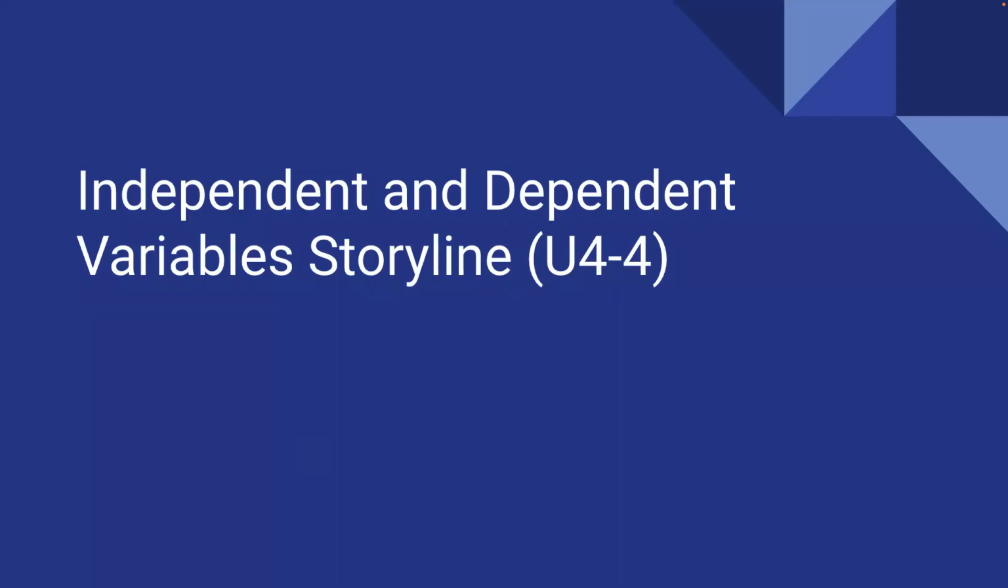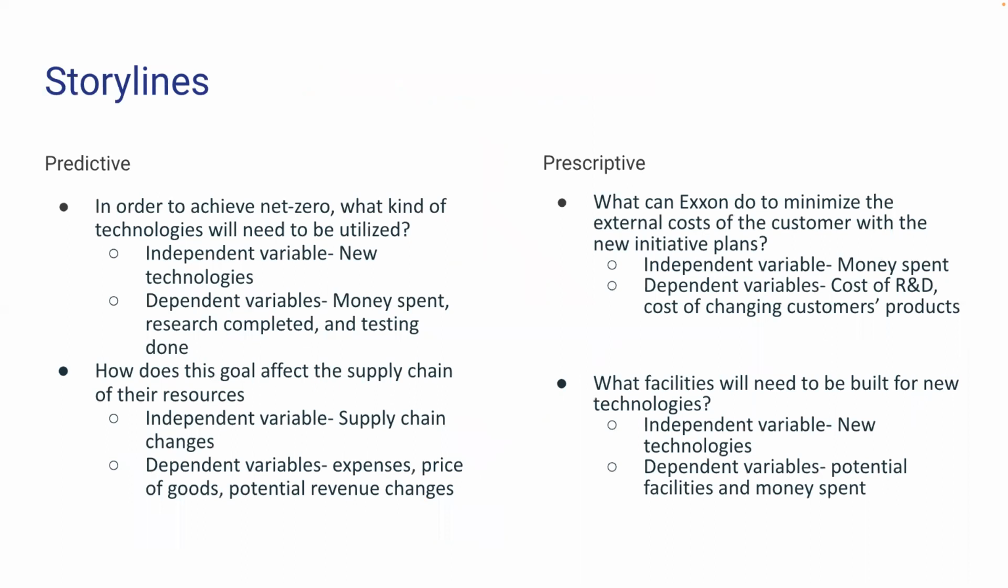The next part of Use Case 4 was the independent and dependent variable storyline. So for our predictive storylines, we have, in order to achieve net zero, what kind of technologies will be utilized? The independent variable is new technologies, and the dependent variables are money spent, research completed, and testing done. We also have, how does this goal affect the supply chain of the resources? The independent variable here is that the supply chain changes, and the dependent variables are expenses, price of goods, and potential revenue changes.